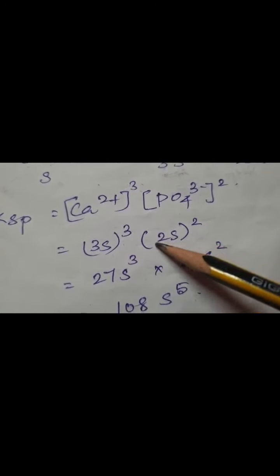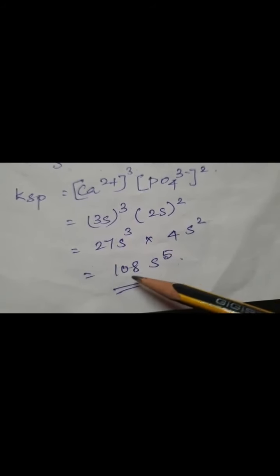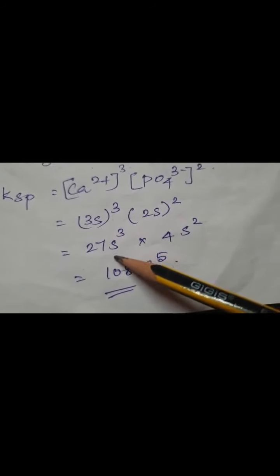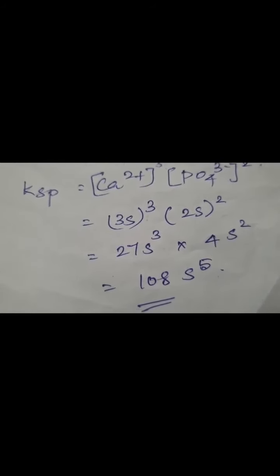Instead of the concentration you have to substitute what we considered: 3S the whole cube. Here PO4 3 minus is considered to be 2S, 2S the whole square. So 27, 3 threes are 9 and 3 is 27, S cube, into 4S square. So 27 into 4 is 108, S cube into S square, so S power 5. So the answer is 108 S power 5. That is the expression for the solubility product of Ca3(PO4)2.